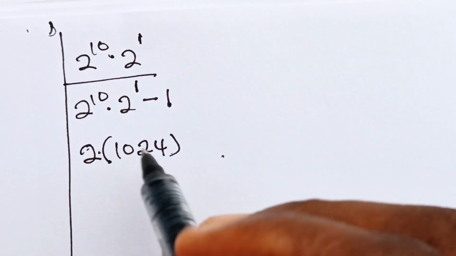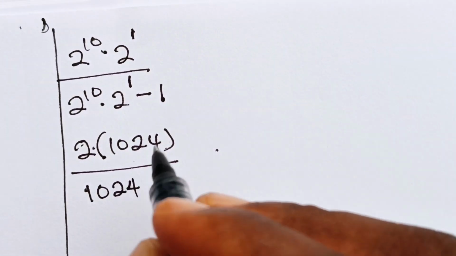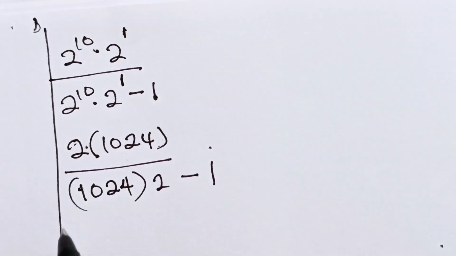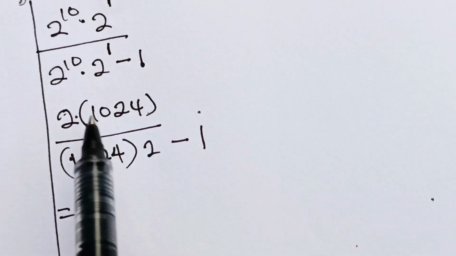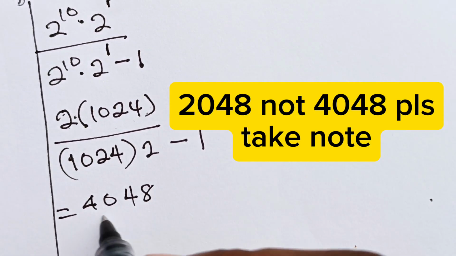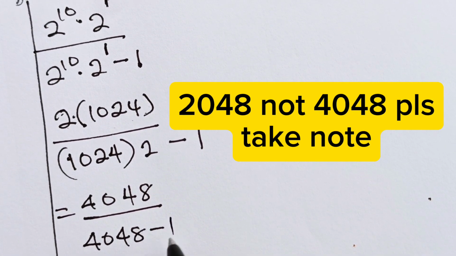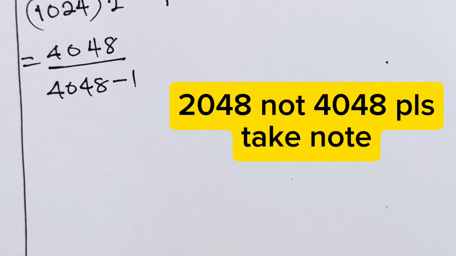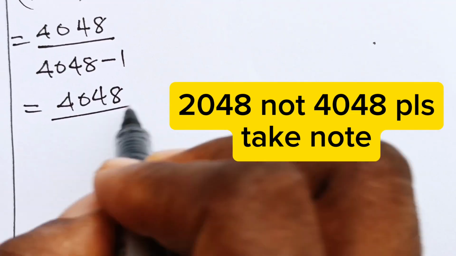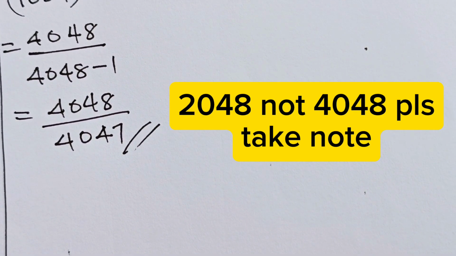That is 2 to the power of 10, divided by, now 2 to the power of 10 is 1024 multiplied by 2 as well, multiplied by 2 minus 1. Now when this multiplies this, you are going to have 4048, divided by 4048 minus 1. When we solve this further, you can see that this is equal to 4048 divided by 4047. So I think this is the simplest so far.